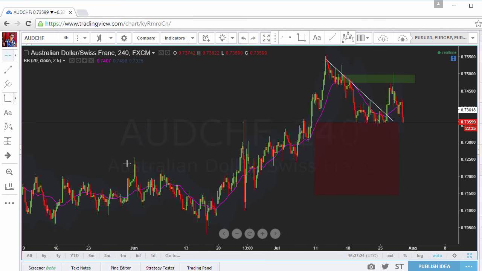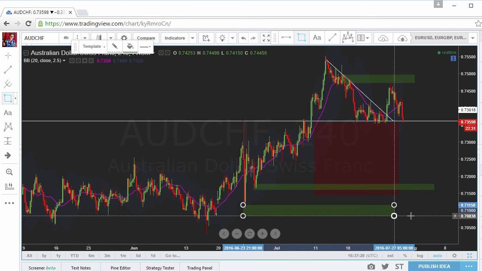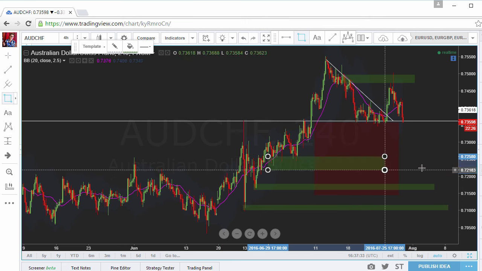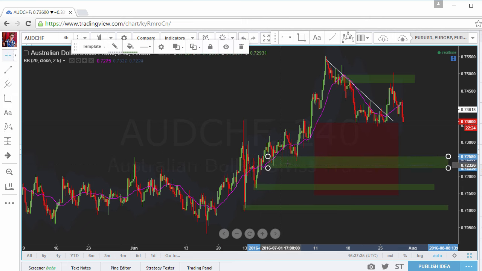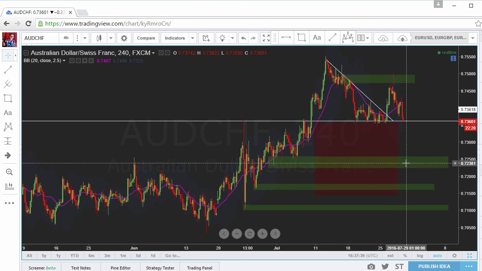Here are probably two very interesting demand zones that are worth having on your charts if you are looking for exits. Here as well, lots of wicks in this area we can see here. So those are probably some price levels that are worth having on your charts.